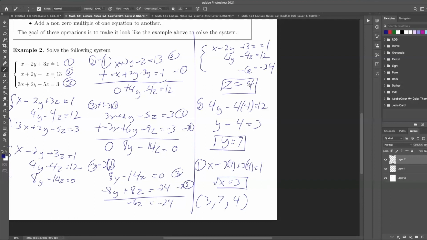So once you have it in this form, you figure out what z is. Then you're going to take the second equation. Since you know what z is, you plug it in. You can figure out what y is. And then you can take the first equation, since you know what z and y are. You can plug it in and figure out what x is. Okay, and that's just basically how you do this.